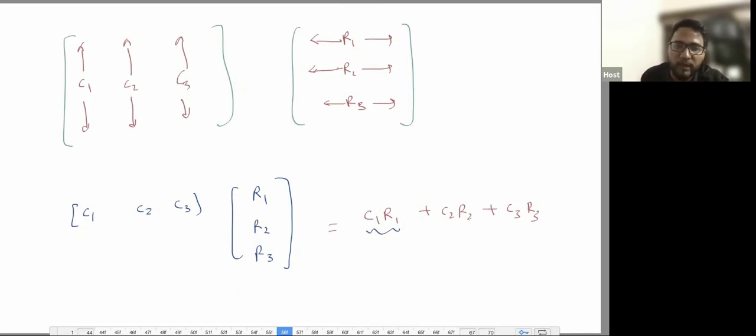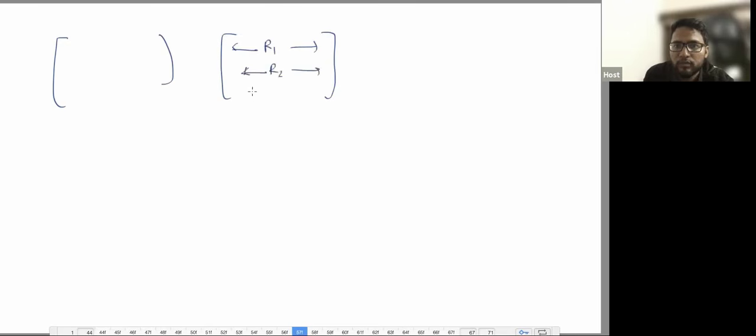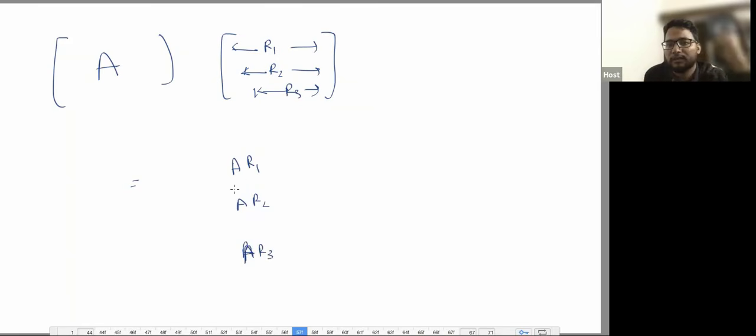Basically, you can write two matrices' multiplication in compact form also. Let's suppose these are the two matrices, and this is row 1, this is row 2, this is row 3. Let me write this whole matrix in compact form as A. Then just treat them as scalars, so it will be A into R1, A into R2, A into R3, right? But you need to take care of the dimensions.